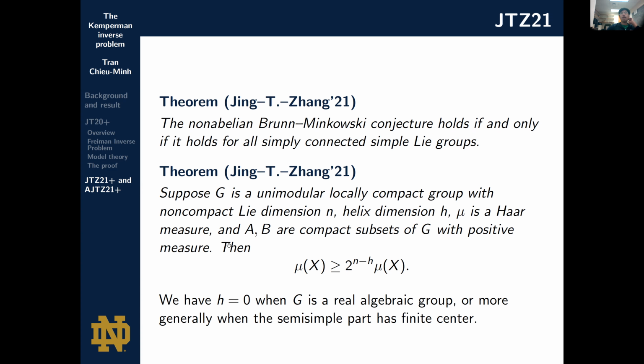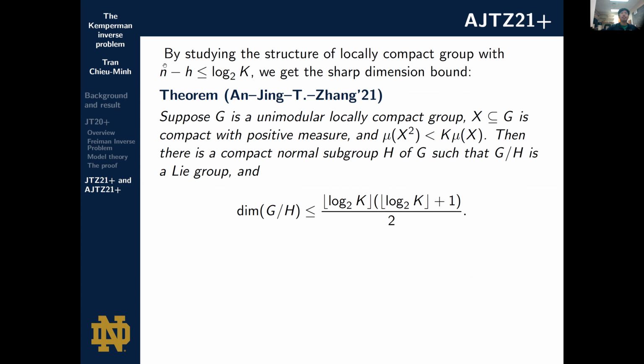Okay, in the last paper, we are studying the structure of locally compact groups with this n minus a bounded. So we get the following dimension bound. If you have a set with expansion smaller than k, then there must be a morphism into a Lie group with dimension at most the integral part of log 2 of k multiplied by the integral part of log k plus 1, over 2.